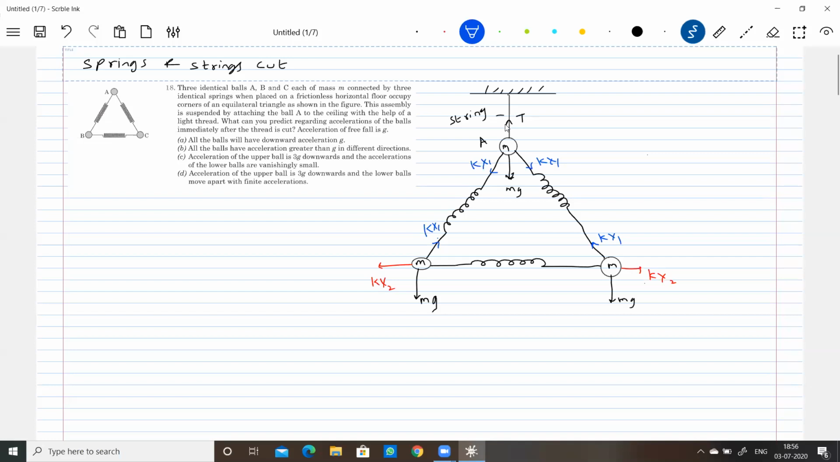After getting this much information, what is the question telling? Connected by three identical springs when placed on a frictionless horizontal floor, occupy corners of an equilateral triangle as shown in the figure. This assembly is suspended. Now what should I write for the angle between AB and BC? It should be 60 degrees. The way the question is asked, based on that I'm writing it, so you should not blame me.